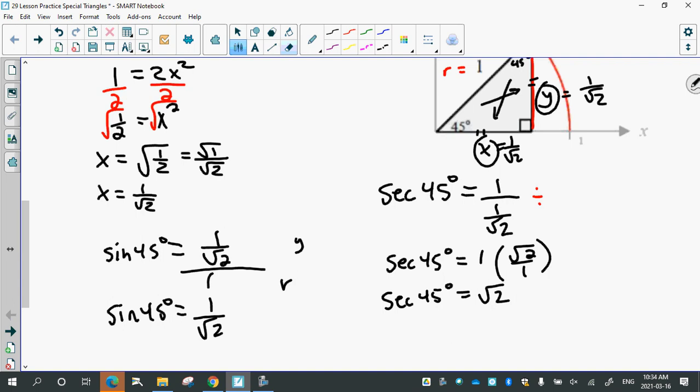So I want you to try that out on your calculator. First I want you to find the sine of 45 as a decimal. Make sure I'm in the right mode here. So the sine of 45 as a decimal, did you get 0.7071? Now try 1 divided by root 2 and see if you get that exact same decimal. Does that give you the exact same decimal?